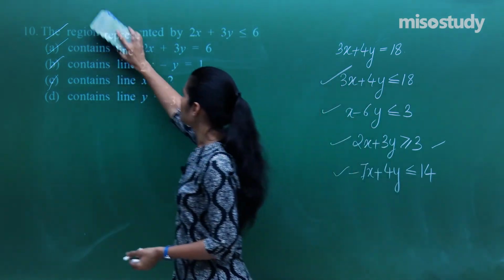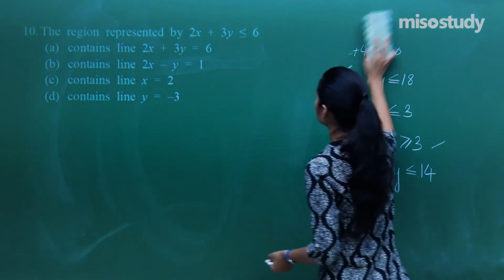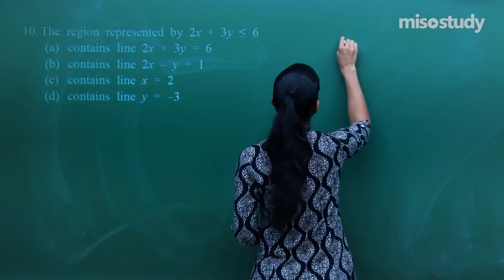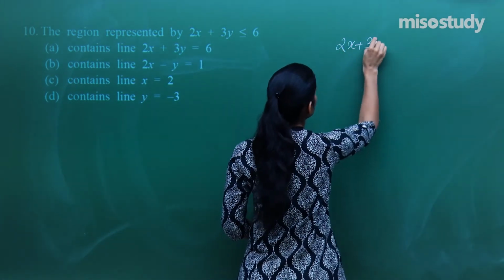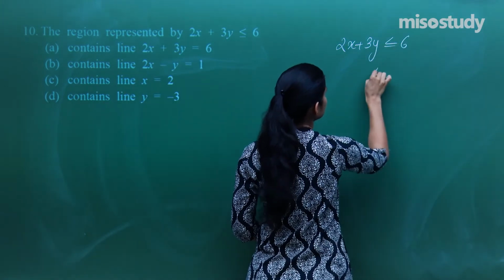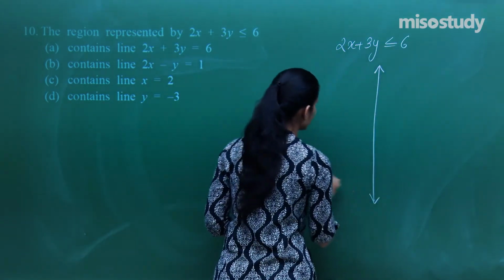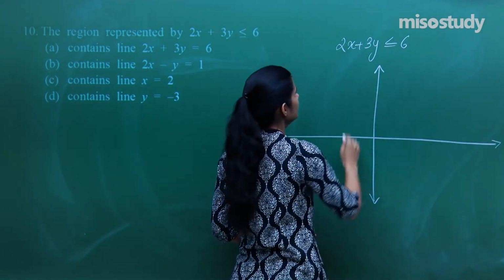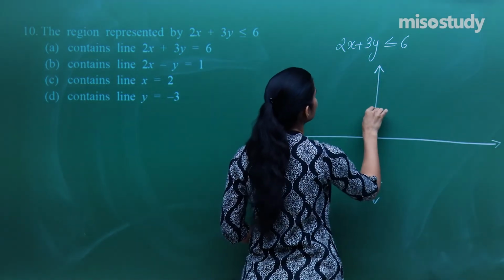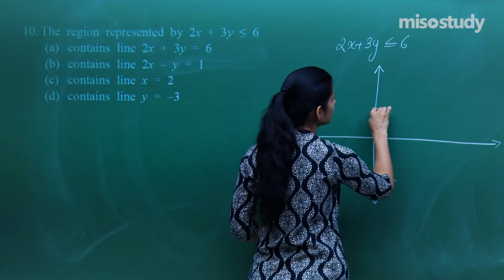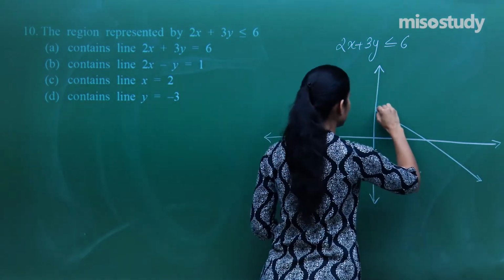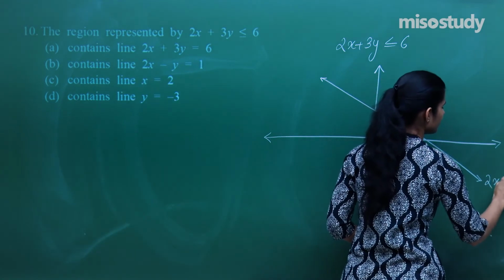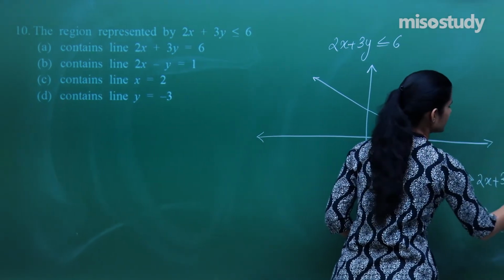The region which is represented by 2x plus 3y less than or equal to 6. Now here, first of all, I will be interested in plotting the line 2x plus 3y equals 6. When you put x equals 0, you get y equals 2. When you put y equals 0, you get x equals 3. So somewhere like this, the line will be plotted. This is 2x plus 3y equals 6.